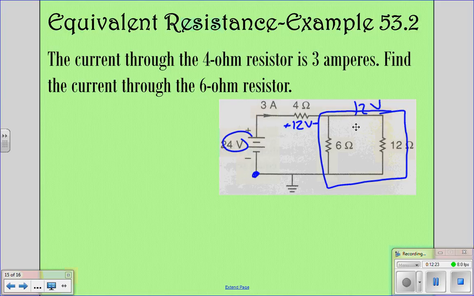So the current through these is what we need to figure out. We know that our voltage equals IR. Our voltage is 12. We don't know the current, but we know that the resistor here is 6. So the current is going to be 2 here. And that was what they were asking us to find: the current through the 6 ohm resistor.